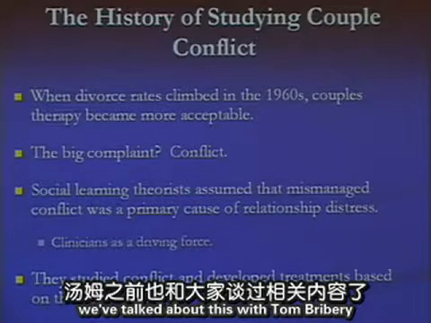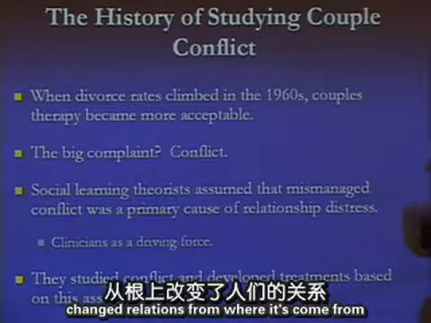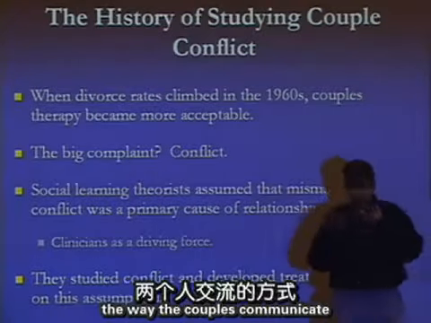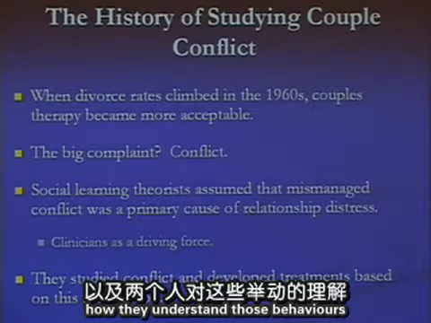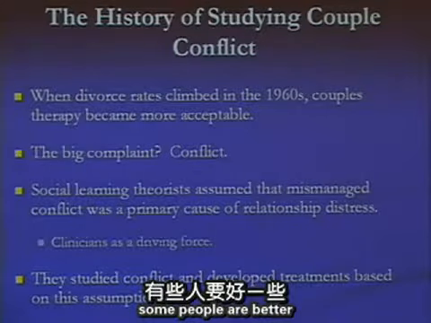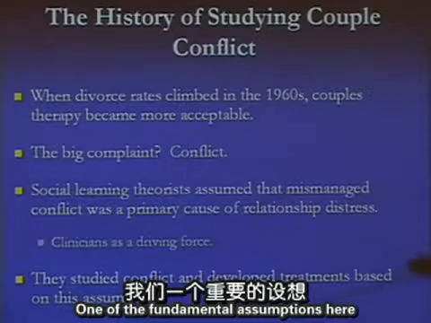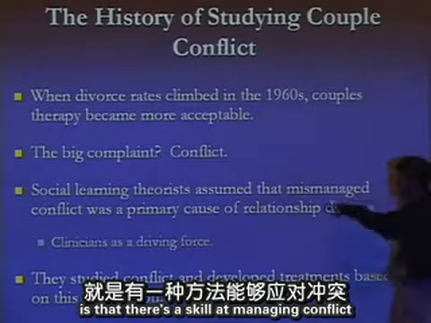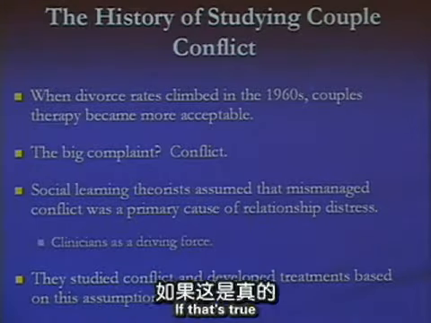So we talked about social learning theory. You talked about it with Tom Bradbury. That's the theory that change in relationships really comes from the way couples communicate and the way the behaviors that they exchange and how they understand those behaviors. Social learning theorists said, look, some people are better at communicating than others. It's a skill. One of the fundamental assumptions here is that there's a skill to managing conflict, and some people don't have it. Some people do have it.